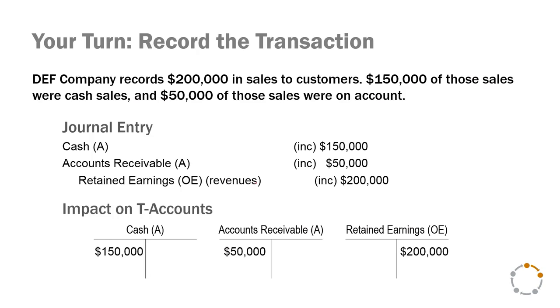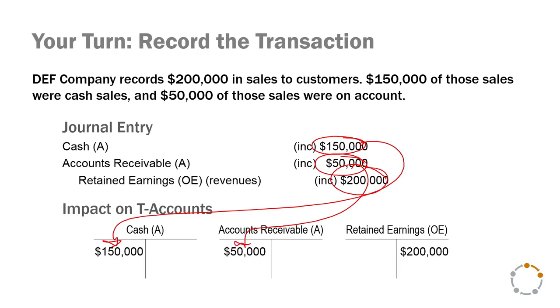Let's make sure we record the impact on each of the T accounts. The left side entry to cash gets posted to the left side of the cash T account. The left side entry to the accounts receivable account gets posted to the left side of that T account. The right side entry to retained earnings gets posted to the right side of the retained earnings T account. Nice work. Let's try another one.